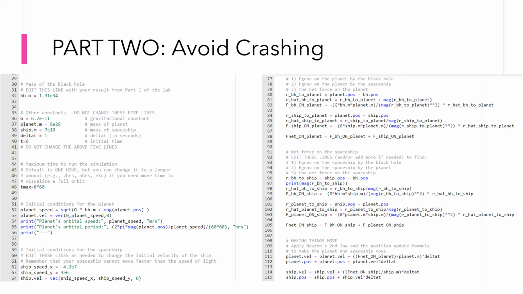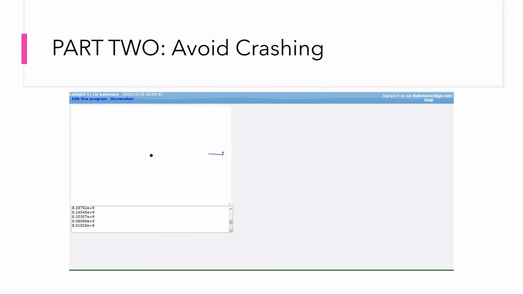On the right, we use the gravitational force equation to find the net force of the planet because the ship and the black hole are acting on it, and then we do the same to find the net force of the ship because the planet and the black hole are acting on it. Then we add the velocity and position update formulas for the ship and the planet so that we can mimic their movements. On the left, I just played around with the initial velocity until I found one that allowed the ship to pass by the black hole. Here's what we get as a result. The planet's trajectory is in blue, the ship is purple, and it's passing by the black hole.